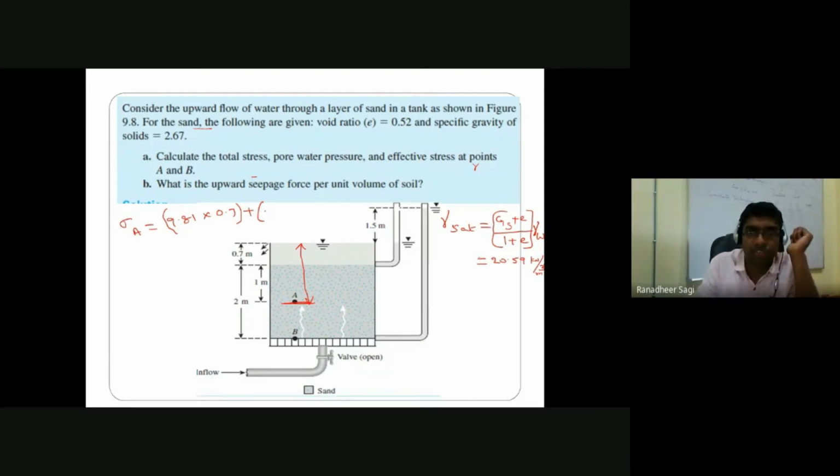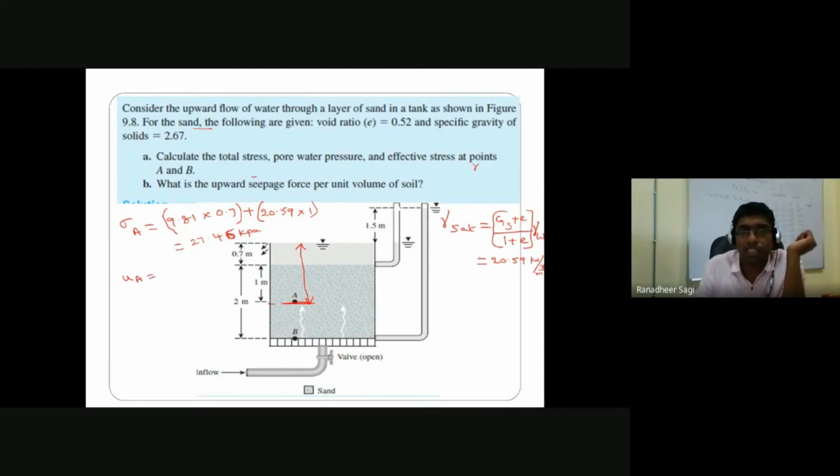For the next 1 meter, the unit weight of that saturated soil is 20.59 kilonewton per meter cube, and the depth is 1 meter. So the total stress I calculate at point A comes out to be 27.46 kilopascal. And if I want to calculate the pore water pressure at point A, how much is it going to be?